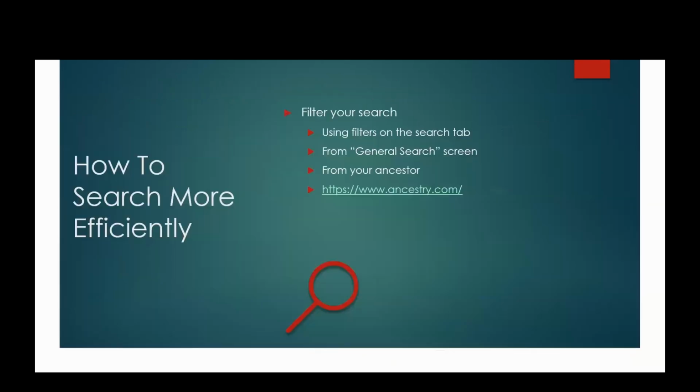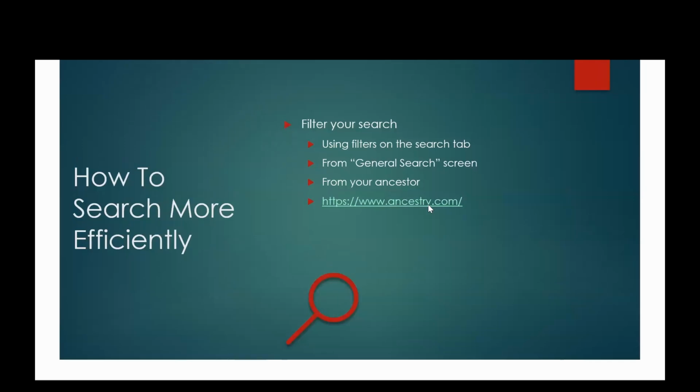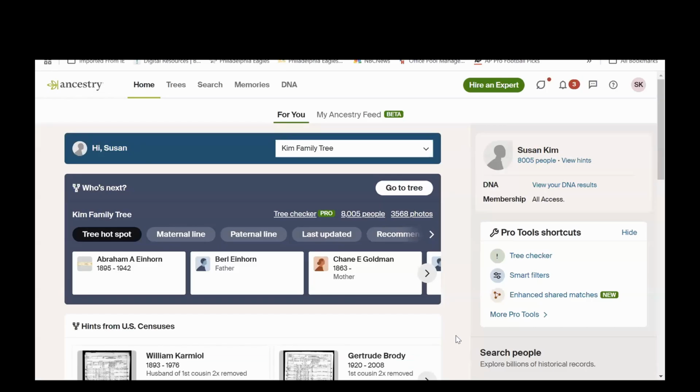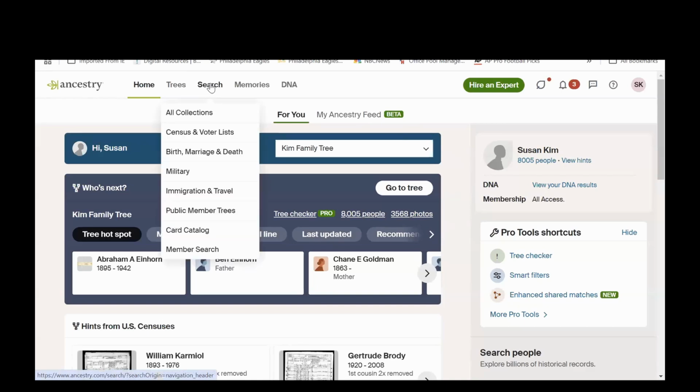So the question becomes, how do we search more efficiently? How do we identify what we want and figure out how to find it? Well, the first step in doing that is to learn how to filter. Like many things in Ancestry, there are multiple different ways to do this. I'm going to go ahead and click into ancestry.com. The first thing that we're going to talk about is filtering, and there are a number of different ways to do this. If you go to the search button at the top of the Ancestry landing page, that's really the first level of filtering that you can do.